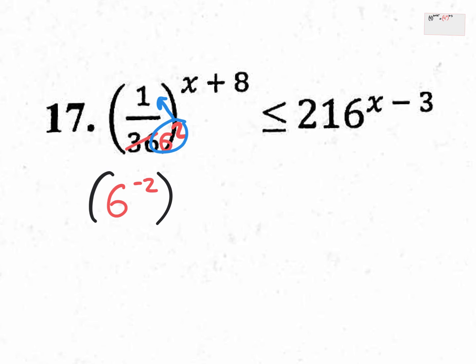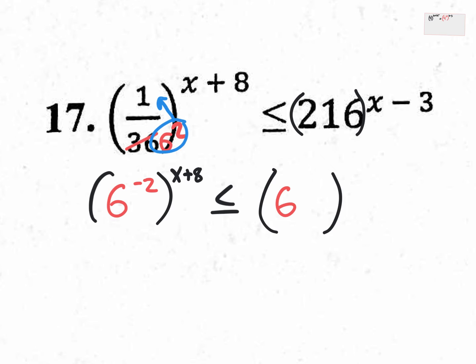I think everybody agrees that 6 to the negative 2 power is 1 over 36, right? Okay. So we moved it up, it became 6 to the negative 2. It still has the power of x plus 8. We still have the inequality less than or equal to. Now the question is, could I change this 216 to become 6 to a certain power? And if we can't, then we're kind of stuck, right?